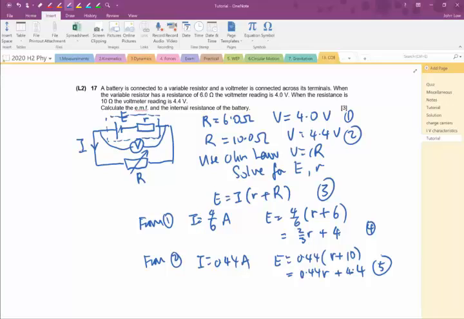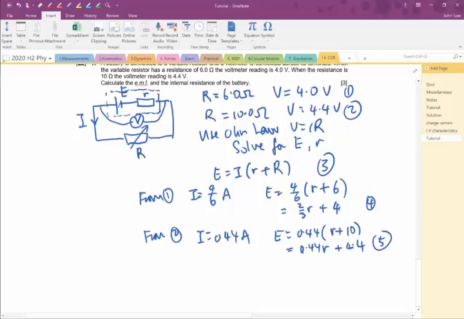By solving equations 4 and 5 simultaneously, we will obtain the values for r first. You will get a value of 1.76 ohms by subtracting 4 from 5. And then you can get the E by substituting the value of r in 5, which is 5.17 volts.